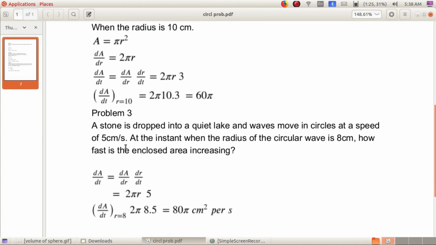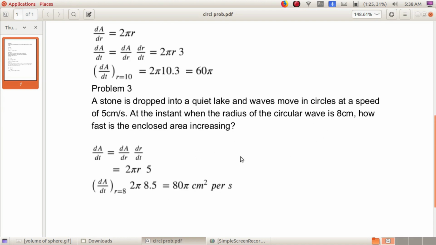Now problem 3. A stone is dropped into a quiet lake and waves move in circles at a speed of 5 centimeter per second. At the instant when the radius of the circular wave is 8 centimeter, how fast is the enclosed area increasing? So we have to find dA by dt. dr by dt is given. The rate of change of radius with respect to time is 5 centimeter per second.